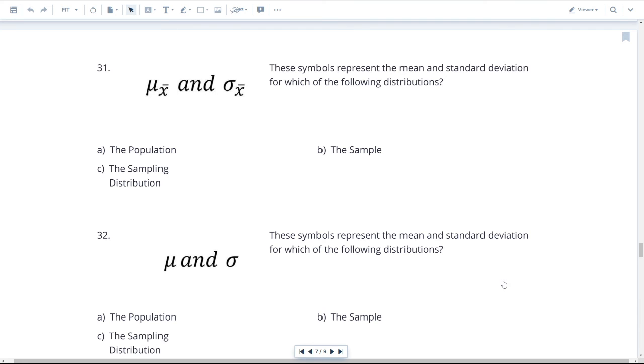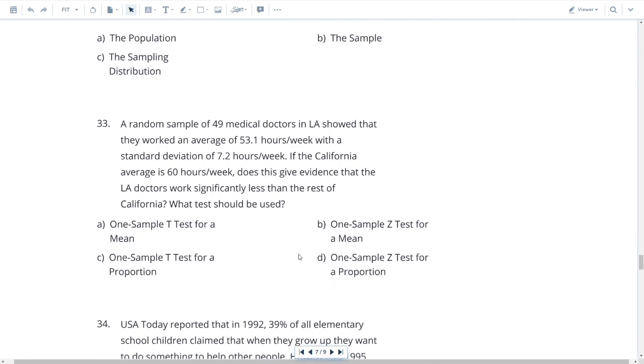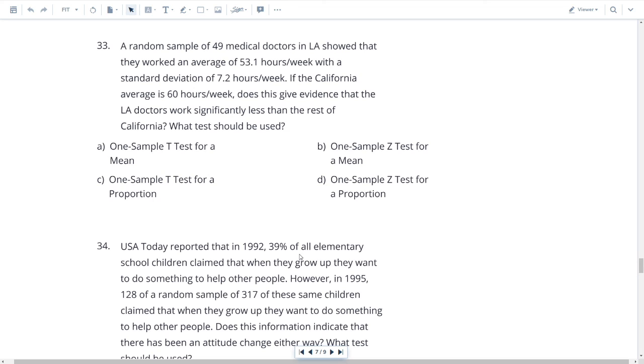And then number 32, this breaks my heart. Only 56% of you got this right. Number 32, those symbols are of the population. That was the population. Oh my. Let's take a look at number 33.